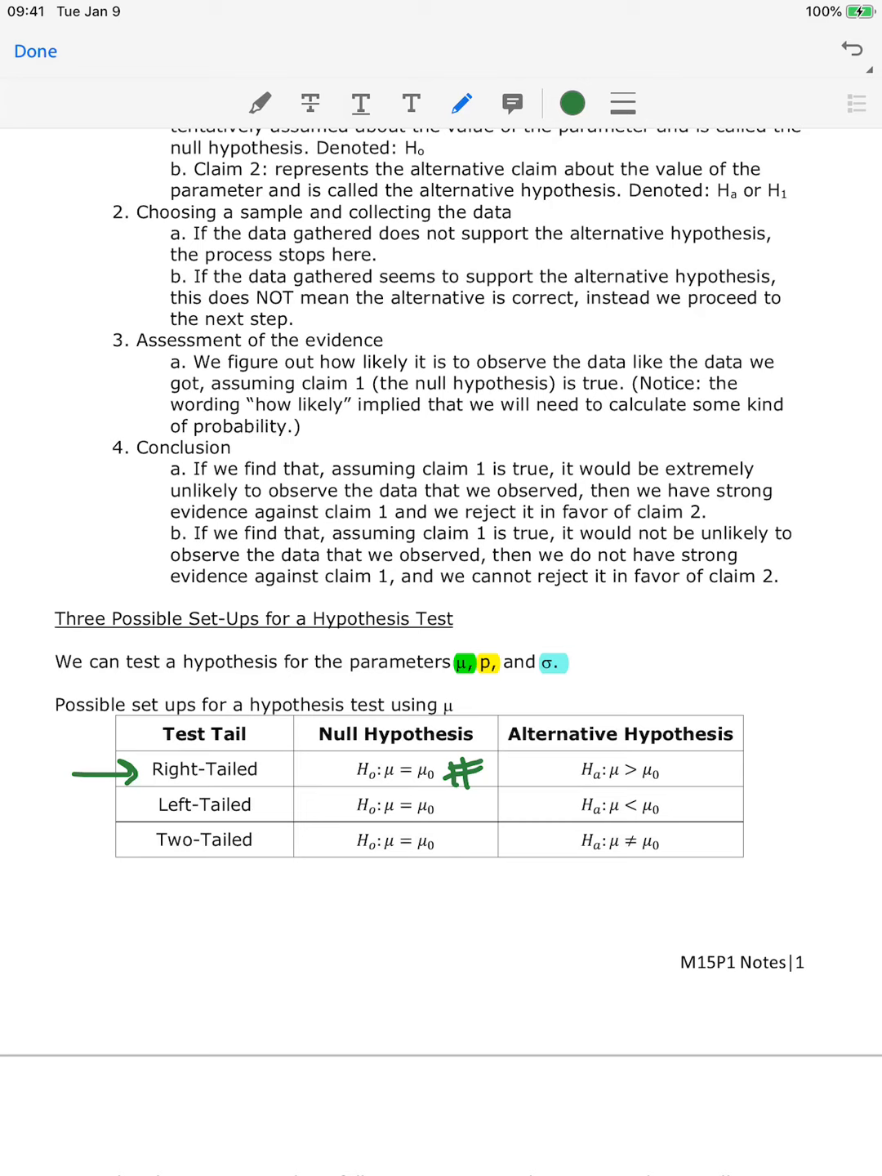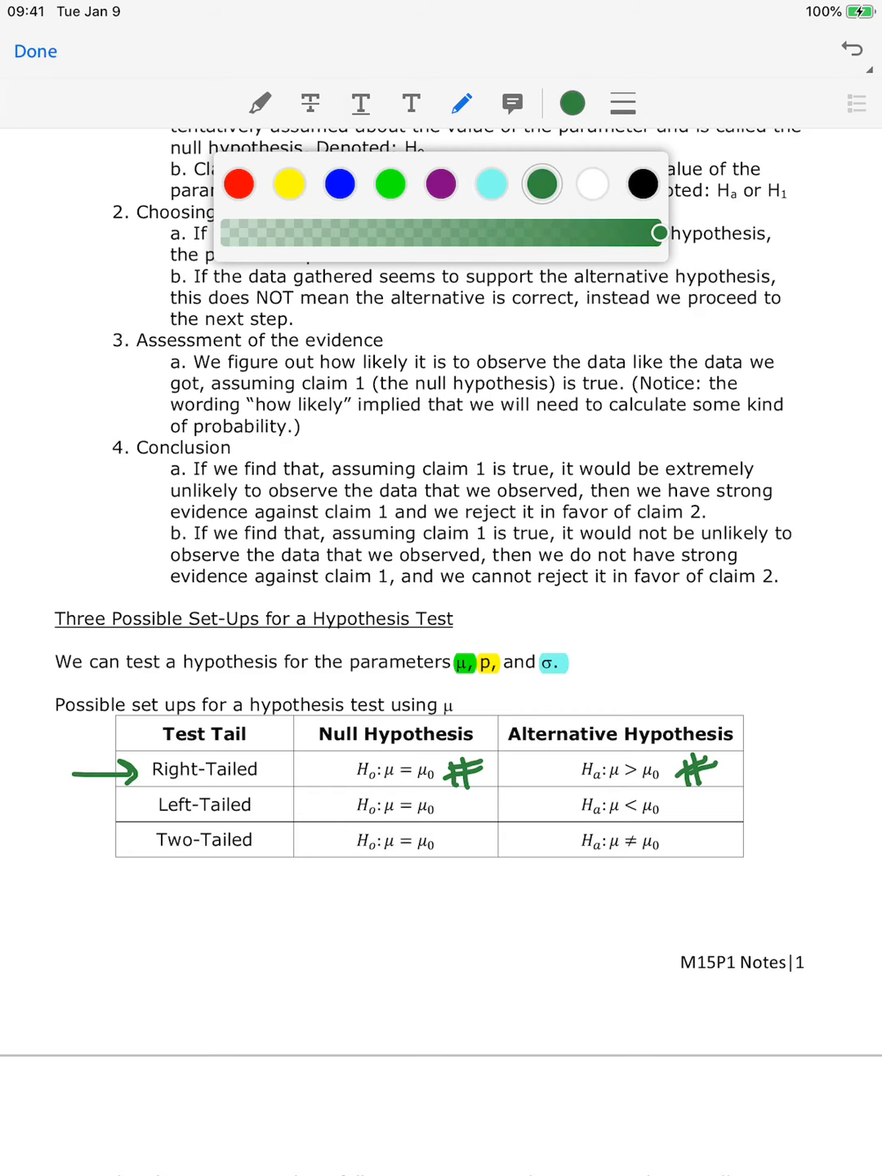And then the alternative, HA, is that mu is greater than that same number from our null hypothesis. So this is a right-tailed test because when we're calculating probability and we see the words greater than or more than, we're going to be shading things off to the right. So greater than, shading to the right, so it is a right-tailed test.